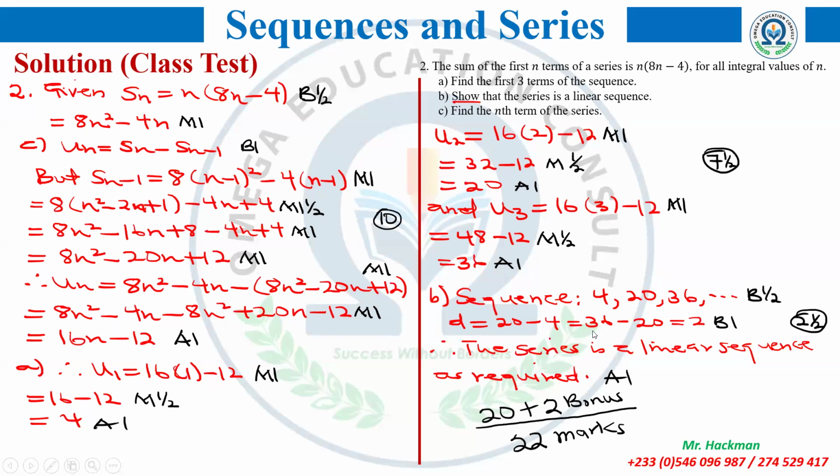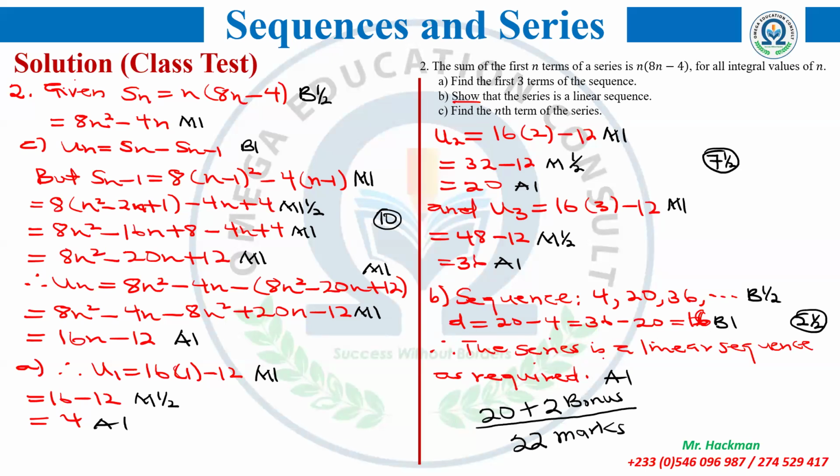So 20 minus 4 will be equal to 36 minus 20, which is what? Hey, did I write 2? Let me see. What happened? Is it supposed to be 2? No, please, it's supposed to be 16. I don't know how I wrote the 2. So please take note, 16. So in any case, the D will be the same.